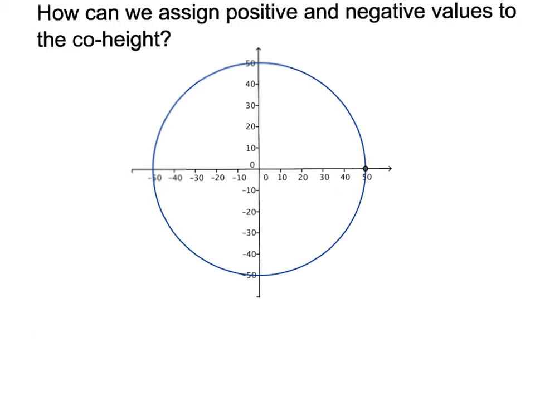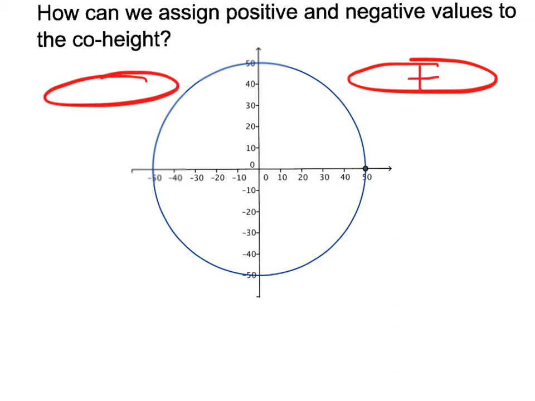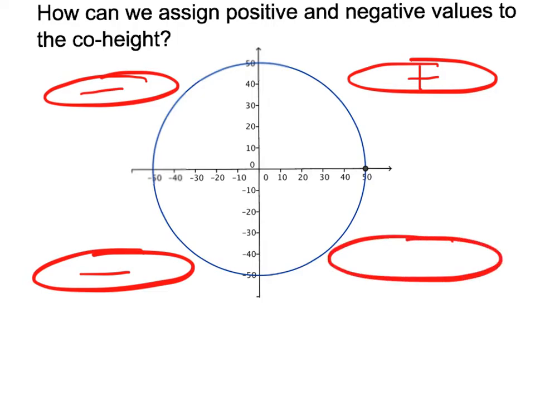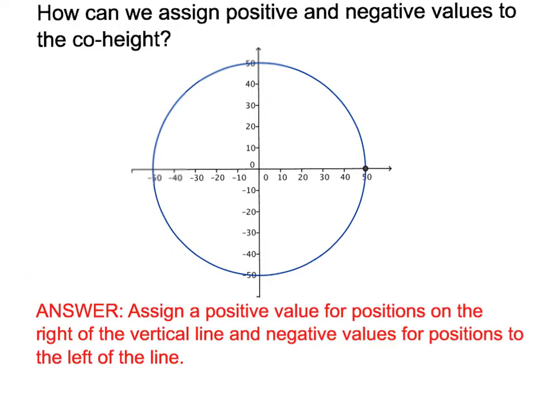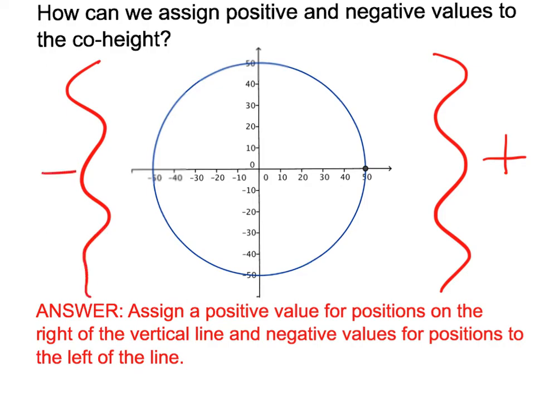How can we assign positive and negative values to the co-height? In other words, what sign is the co-height when it's in this area? Positive. What is it when it's in this area? Negative. What is it when it's in this area? And in this area? Positive. Assign a positive value for positions on the right. So if you're on the right, you're positive. If you're on the left, you're negative.